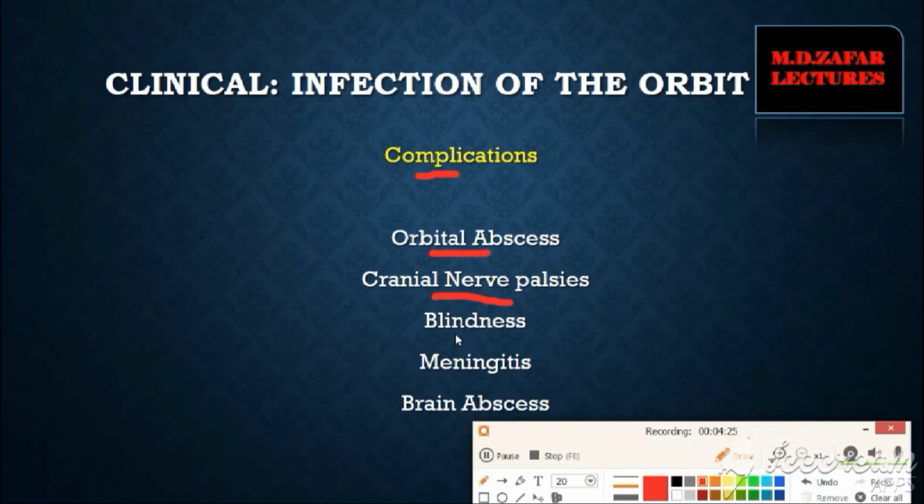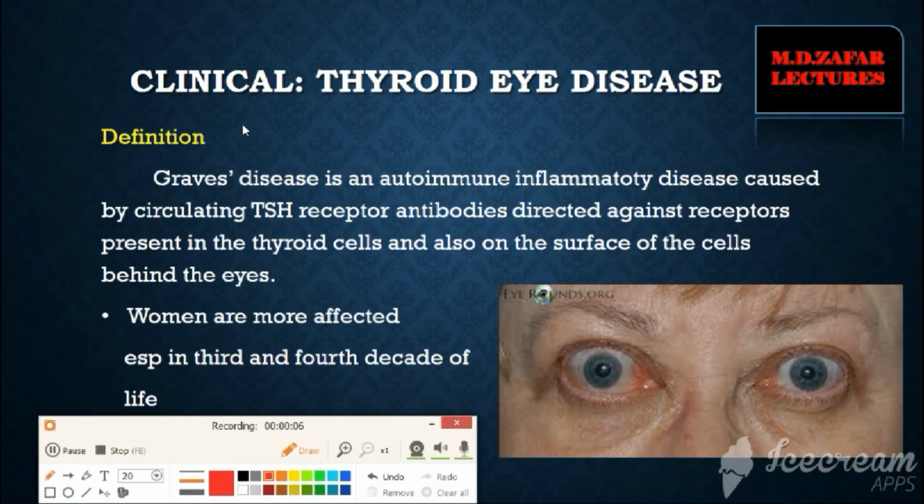Now, further talking about the complications which can occur in case of infection, they include orbital abscess, cranial nerve palsies, that is, the cranial nerves can get involved, blindness because of the optic nerve involvement, meningitis if that infection spreads to the brain, and even a brain abscess can form. Lastly, we will be talking about thyroid eye disease, otherwise known as Graves' eye disease or thyroid ophthalmopathy.